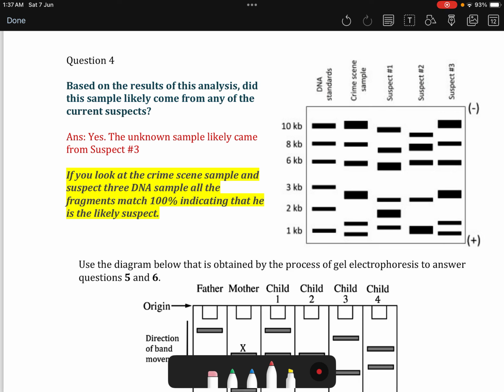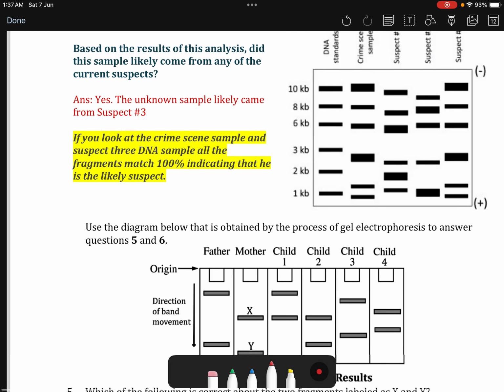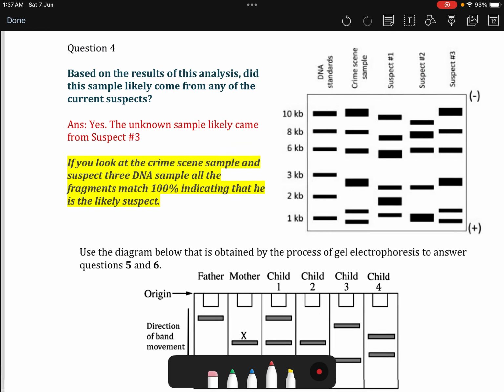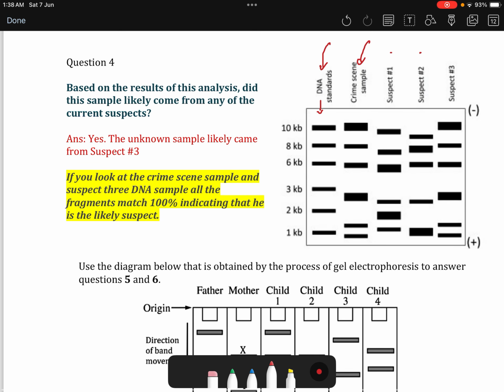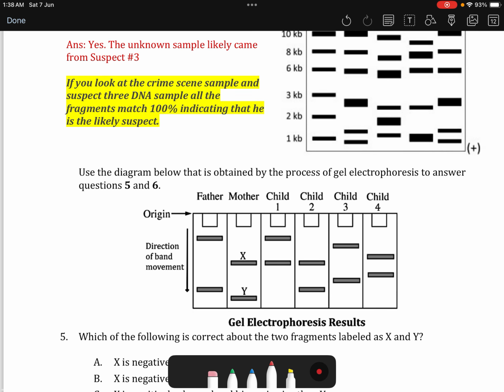Based on the results of this analysis, did the sample likely come from any current suspect? How do you know it comes from a suspect? This is the standard DNA. You have the crime scene sample and you have suspect 1, suspect 2, suspect 3. I will use this black line as a ruler. We are going to match them with this standard one. Keep an eye on the standard and keep an eye on the crime scene. Look, this sample is overlapping here.